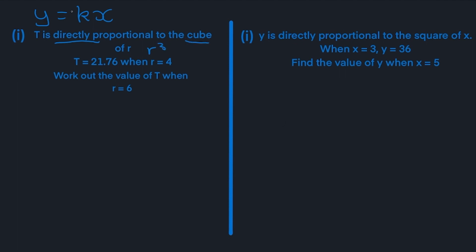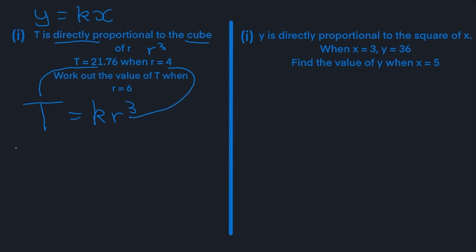But how would you put it into this formula, right? So instead of this y, we'll have t because it tells you that t is directly proportional to the cube of r. So you wouldn't just put r cubed, you would put k r cubed. K is our constant. These two are variables. So remember, this k won't change, but the y and x can be whatever it tells you in the question. So it actually tells us that t is equal to 21.76 when r is equal to 4. If we substitute both these values in, so 21.76 for t and 4 for r, we can actually find k.